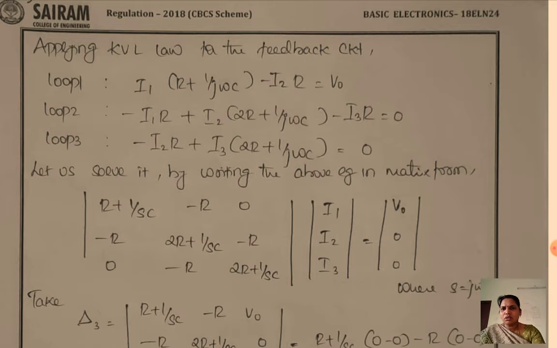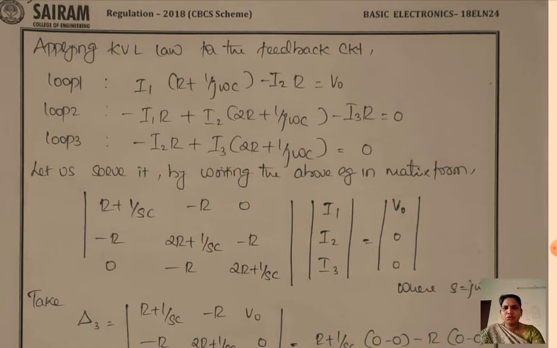The values are, the first parameter with respect to I1 is R plus 1 by j omega C, and here I have replaced j omega with s. So you can write it as R plus 1 by sC, and the second term is minus R. The I3 term is missing, so it is taken as 0, which has to be multiplied with I1, I2 and I3, which is equal to V0.